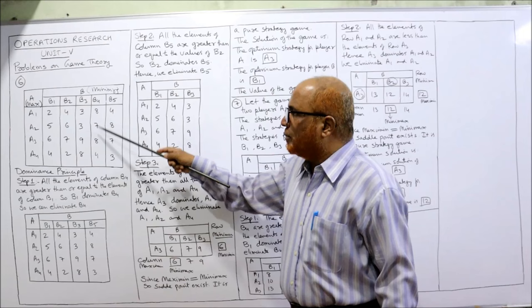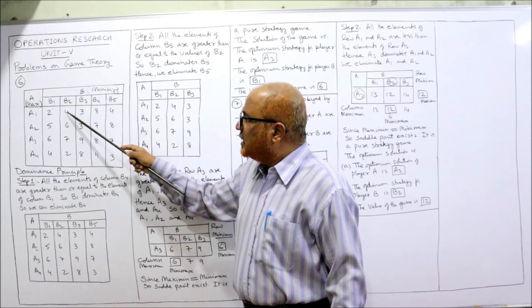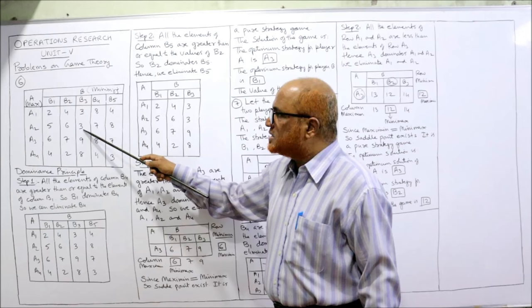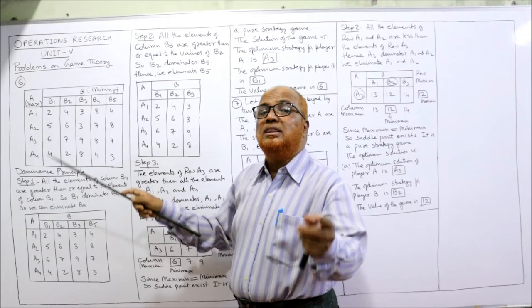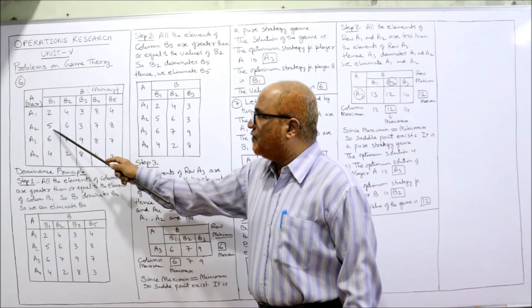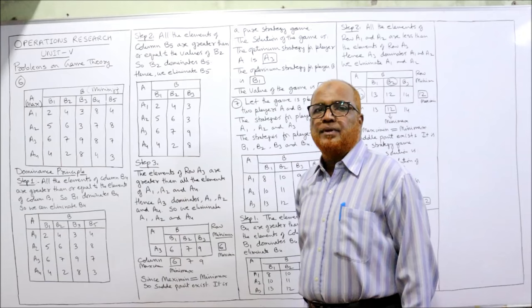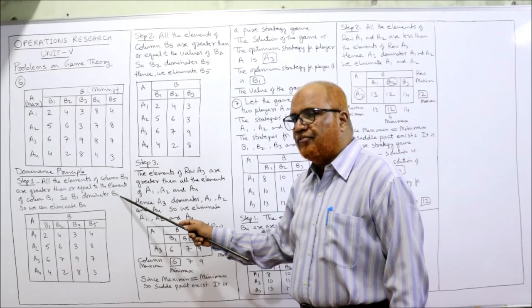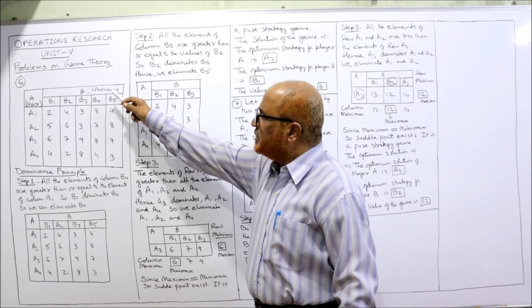B1 is dominating B4. B1 is not dominating B2, because these three elements are more, whereas this element is less. Similarly, B1 is not dominating B3, because 2, 3: 3 is more; 5, 3: 3 is less. No domination between B1 and B2, and B1 and B3. There is domination between B1 and B4. 2, 8: 8 is more. 5, 7: 7 is more. 6, 8: 8 is more. 4, 4: equal. So we have written here that all the elements of column B4 are greater than or equal to the elements of B1. So B1 dominates B4, and we eliminate B4. That means the minimizing player will never adopt B4.